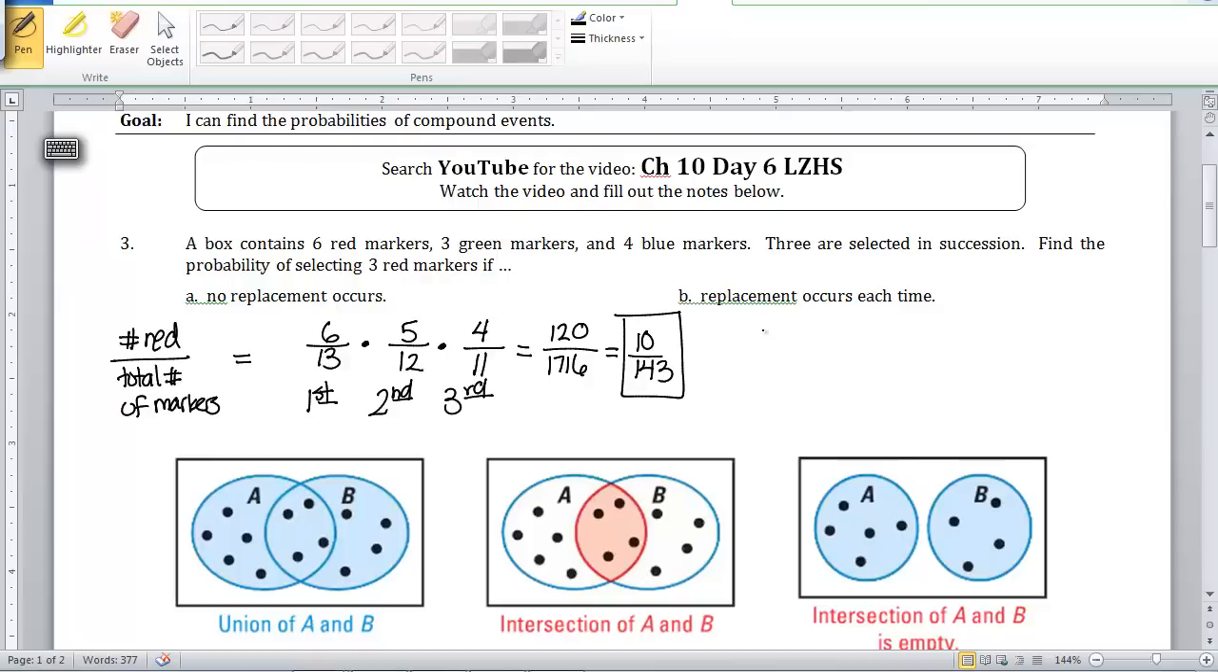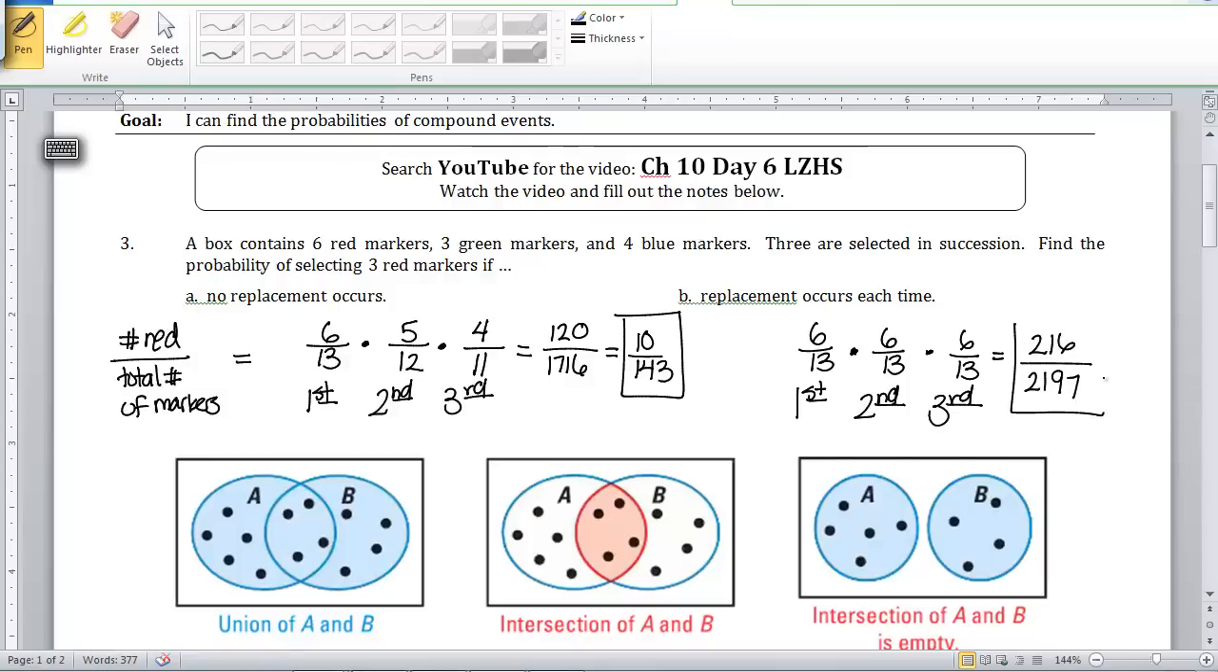Now in part B, if we do replace, that's going to be a little different. Again, we're going to have 3 draws. And the first time there would be 6 red and 13 total. But the second time there would also be 6 red, 13 total, as would there be the third. Again, I need each event to happen, so I'm going to multiply. And if I multiply this out, I have 216 over 2,197. This does not simplify, so that would be my final answer.